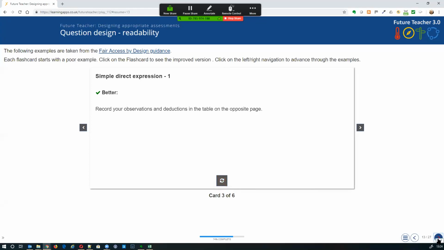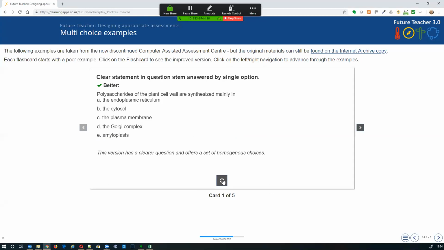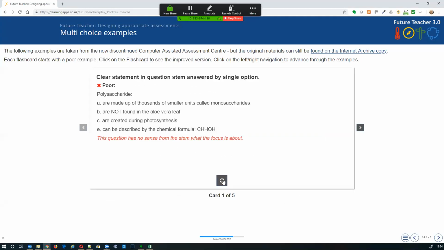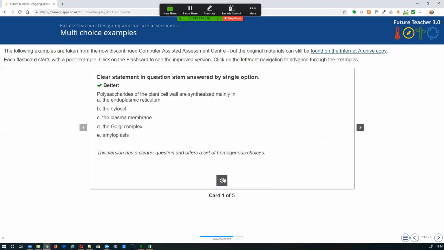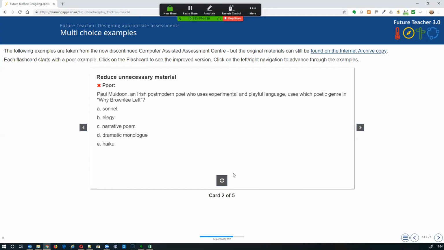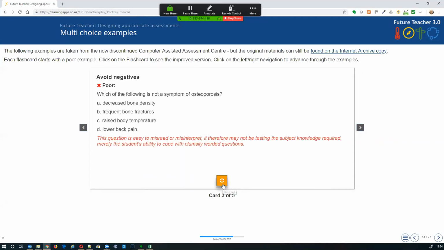Something to look at on your own came from the Fair Access for All, I think it was called. And then we've also got one looking at how to take multi-choice in more interesting ways. So here are some poor examples of multi-choice questions. Flip the card to see the better one. And these are from various places, particularly what used to be a great computer-assisted assessment centre. I love their work. You can now only find them on the Internet Archive, but really well worth looking at. Lots of good stuff there.